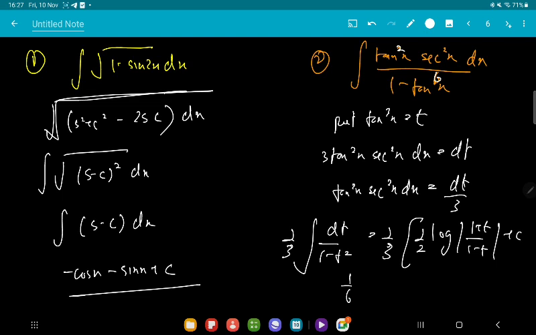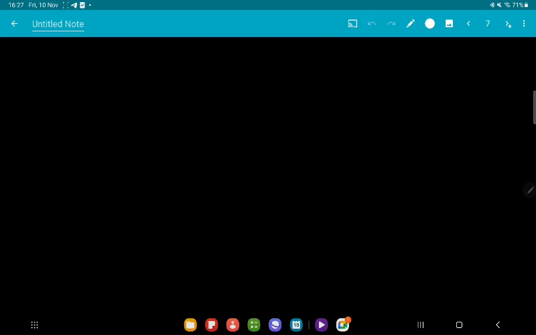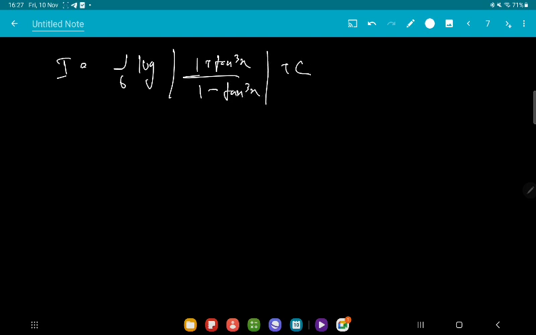You can further solve it. 1 upon 6 log 1 plus t over 1 minus t plus c. When you put down the values, you will get your answer as I is equal to 1 upon 6 log. Substitute the values, and this is what you will get in the end. Okay.